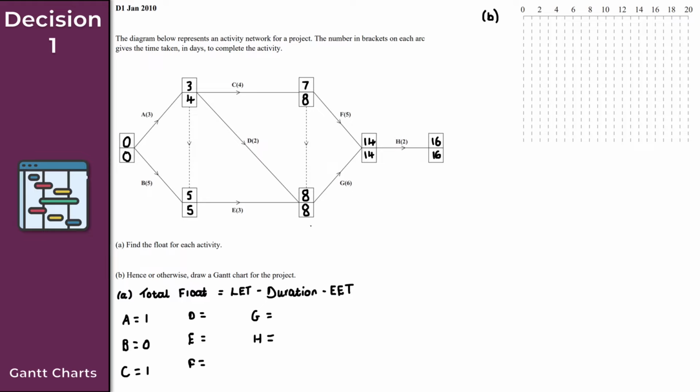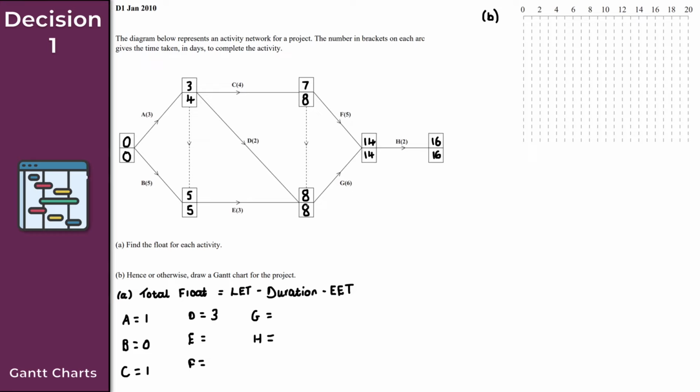So my late event time is 8, minus the duration, which is 2. So 8 minus 2 is 6, minus the early event time of 3. So 6 minus 3, and that gives us a total float there of 3. Moving on now, activity E here. So that's at the bottom.